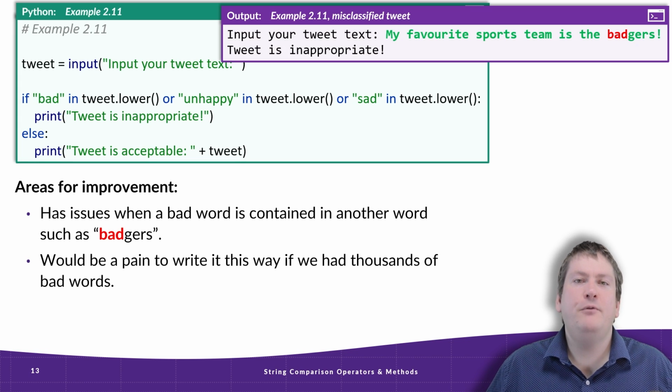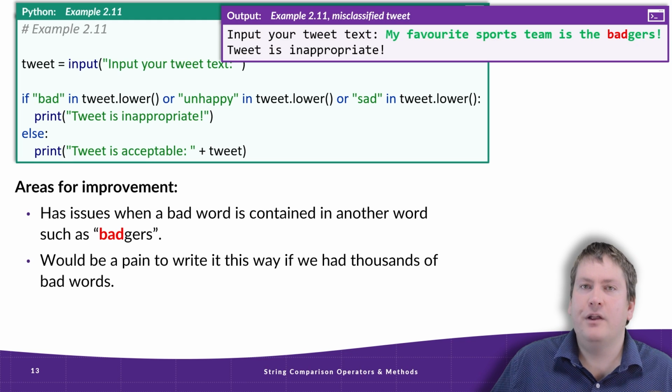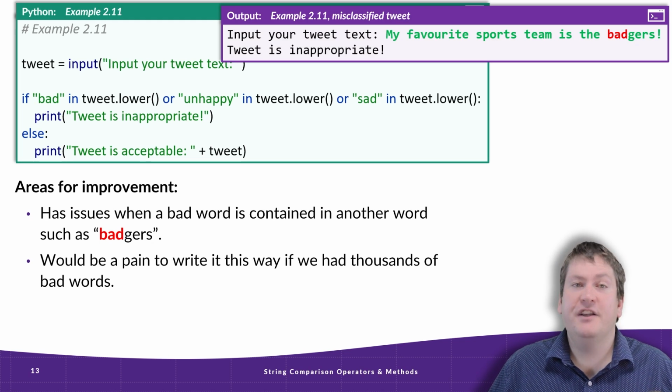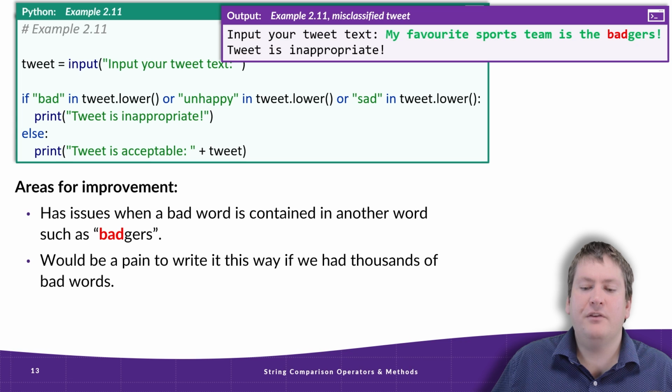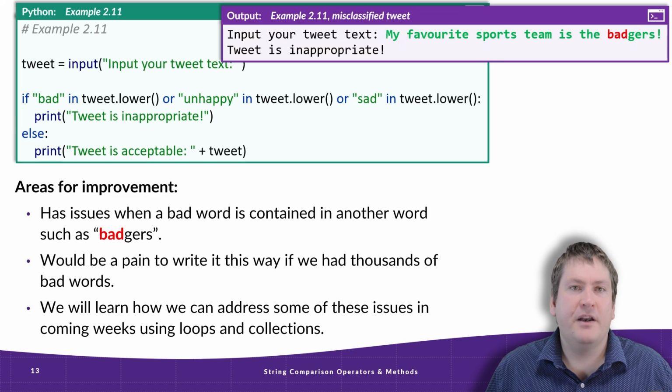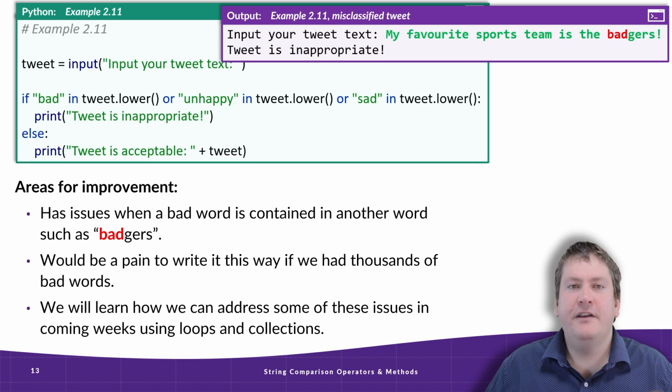The other issue is it would be a pain if we had thousands of words to check like this. Imagine how long that if statement would be if we had a dictionary of 1,000 bad words that we had to censor. That would be a lot of code. So in later weeks, we're going to figure out how to use collections as well as loops to automate that, so it doesn't have to be a massive amount of coding. We can code a generic solution that will check for anything in our list. But we can't do that yet until we learn about loops and collections.